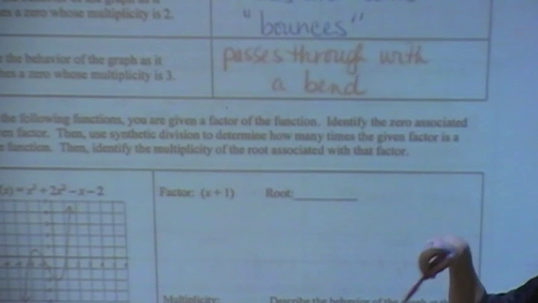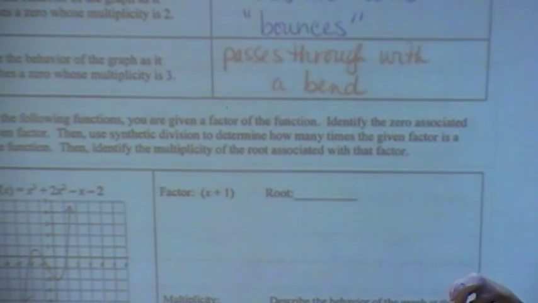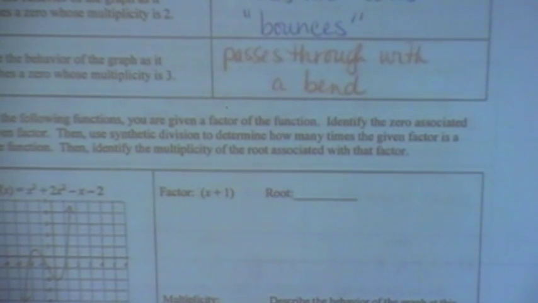So they've given us one of the factors. Then they want us to synthetically divide to determine how many times that given factor is a factor, and then identify the multiplicity associated with the factor. Now, you should be able to identify it by looking at the graph, but you're not always going to have the graph.